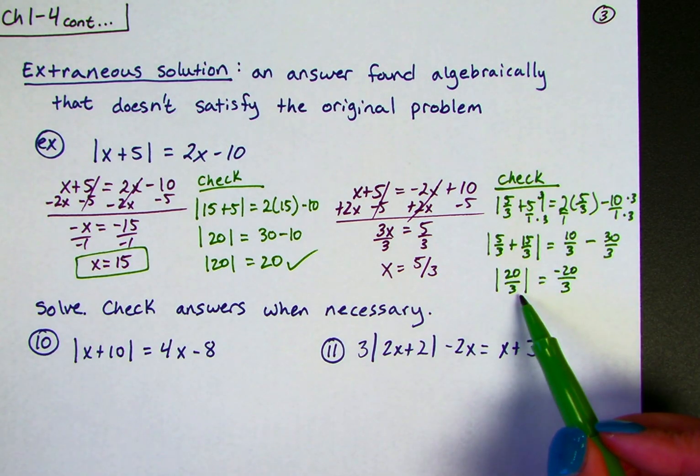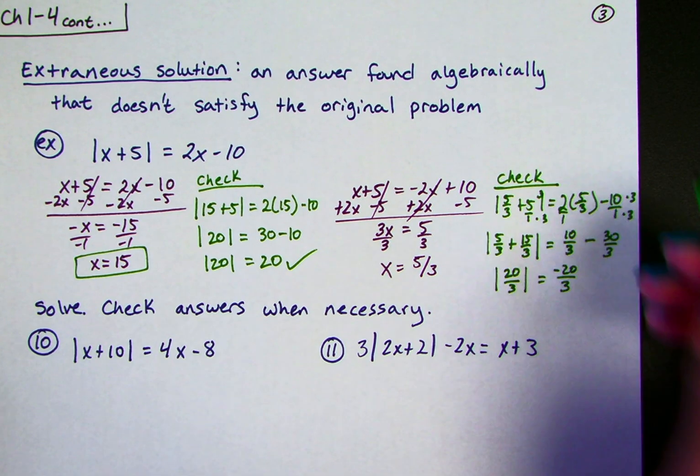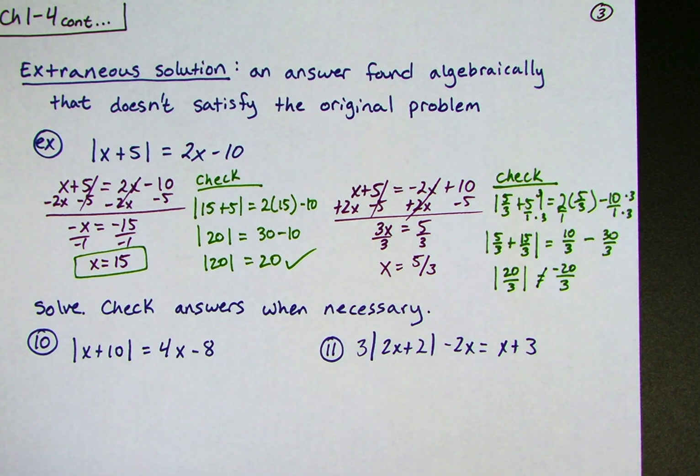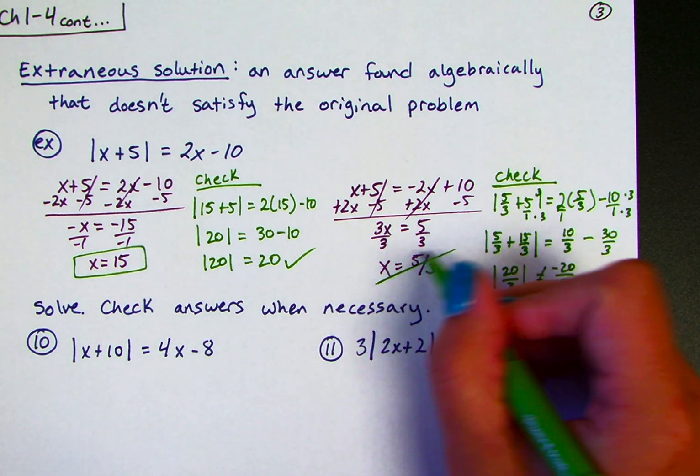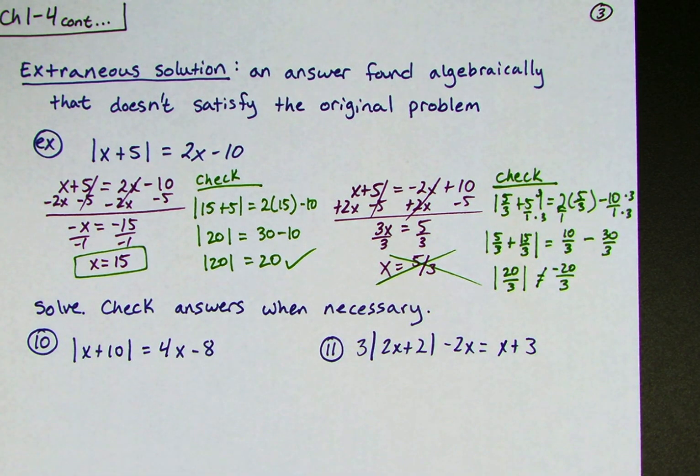So absolute value cannot be equal to a negative number, so this is a false statement, which means this is an extraneous solution, so I need to cross it off. Okay. Now in your work, you need to show that you found that, and then through your check, we're going to exclude that as part of our final answer since it does create a false statement.